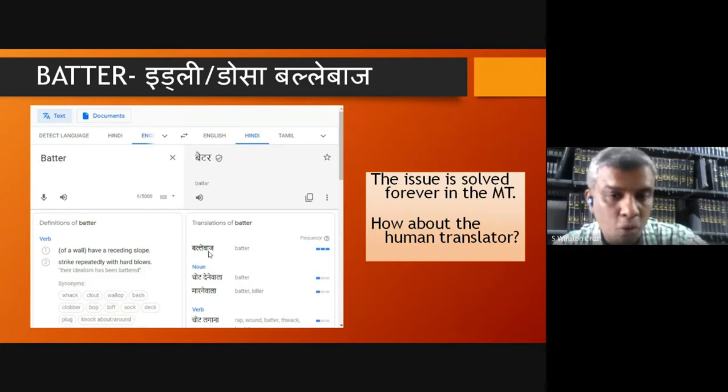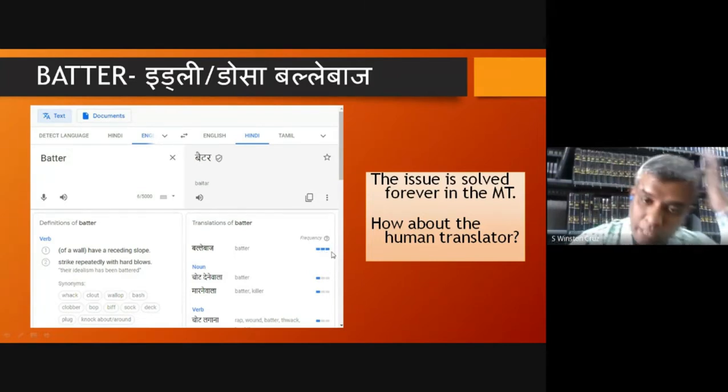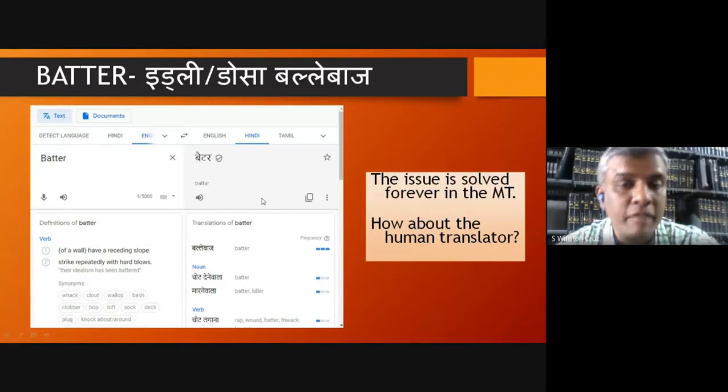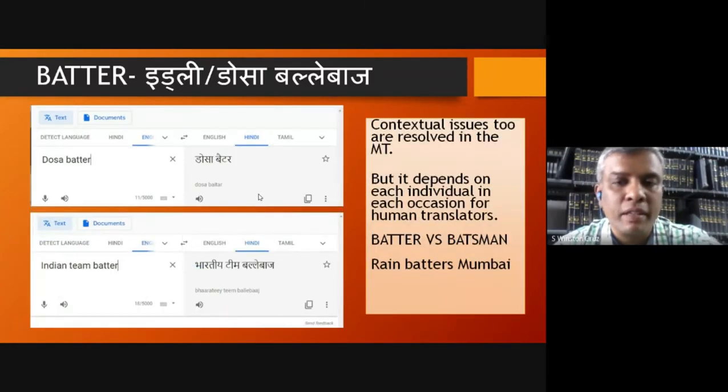So you see below, Ballebaz has a very high frequency, but batter is given now as a result because it has been verified. It has been verified by a human translator. So the neural machine translation has been improved by human intervention, and we see the best results through this combination. So it is not just the machine learning on its own, it is a human.